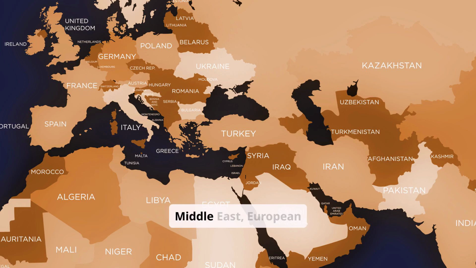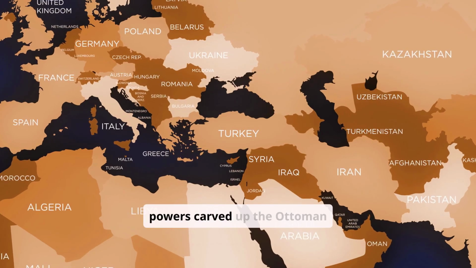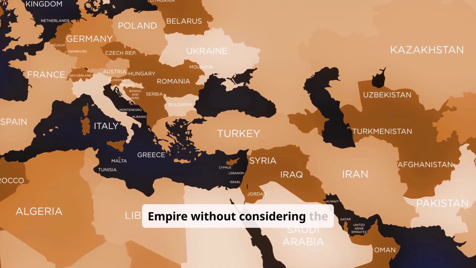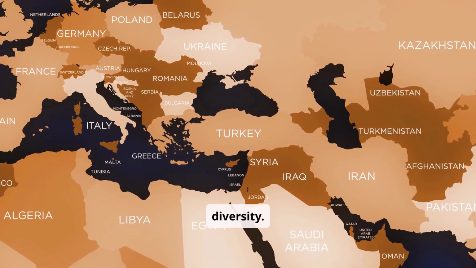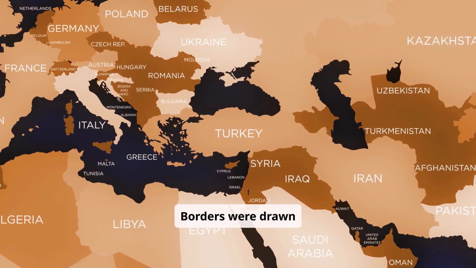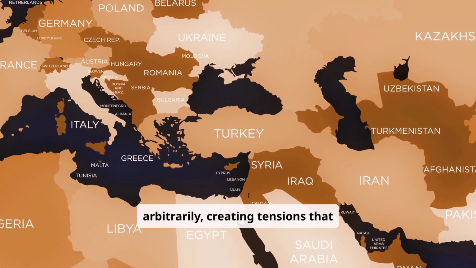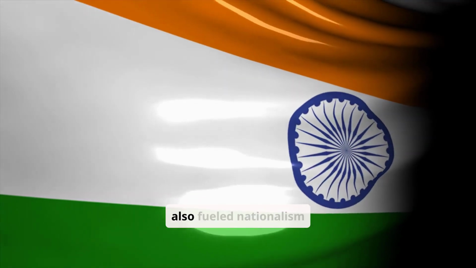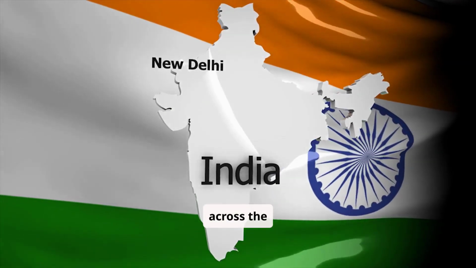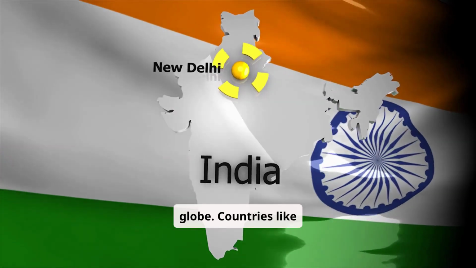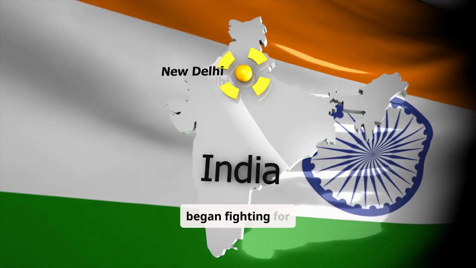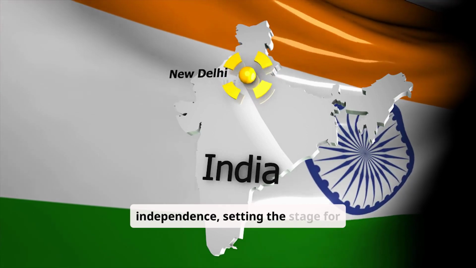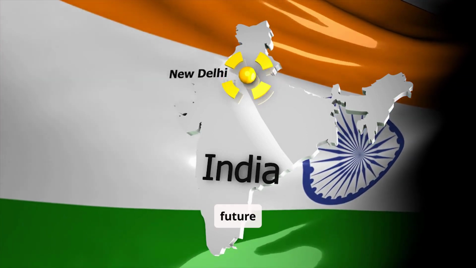Meanwhile, in the Middle East, European powers carved up the Ottoman Empire without considering the region's ethnic and religious diversity. Borders were drawn arbitrarily, creating tensions that persist to this day. The collapse of empires also fueled nationalism across the globe. Countries like India, Egypt, and Vietnam began fighting for independence, setting the stage for future conflicts.